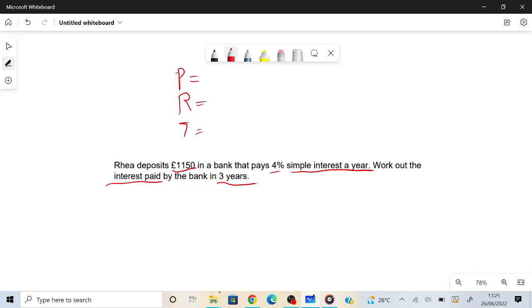The time, as you can see, it says here 3 years, so our time is 3. The rate, it says 4% here, so our rate is 4. Anything you see in percent should most likely be your rate. And your P, that's your principal amount, or the money invested in the first place, and that is £1,150. Now that you have your information, we know we're working in simple interest, and it's asking us for the interest paid. So not for the final answer, just the interest paid by the bank to Ria.